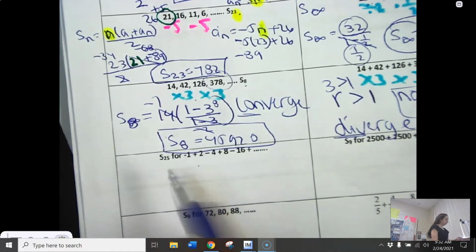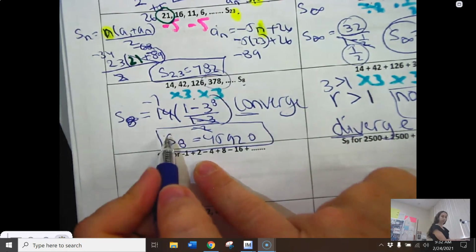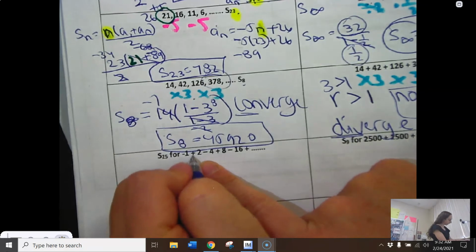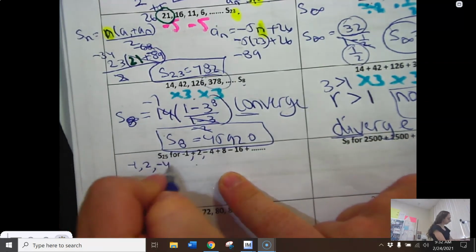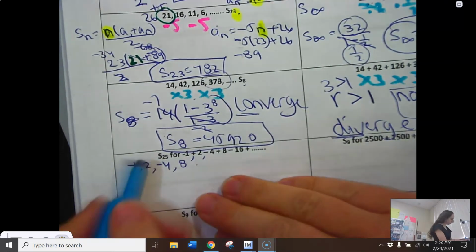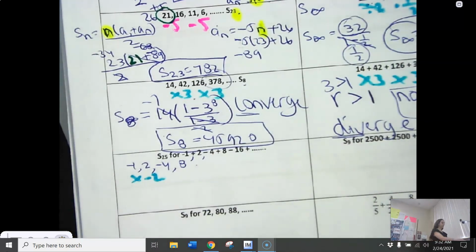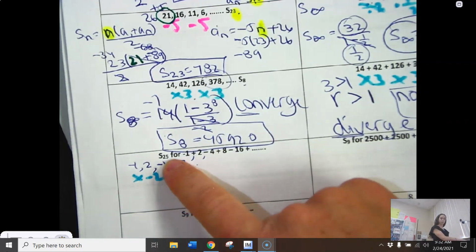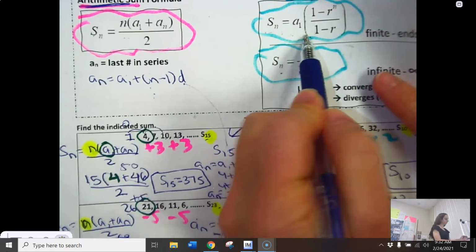They want the sum of the first 25 numbers. Now, some of you get a little confused by that, but I want you to look at it as if it's a comma. So it's -1, comma 2, comma -4, comma 8. And that means that it's being multiplied by -2. So that means it's geometric. They want the sum of the first 25. It is finite. I use this fancy formula.